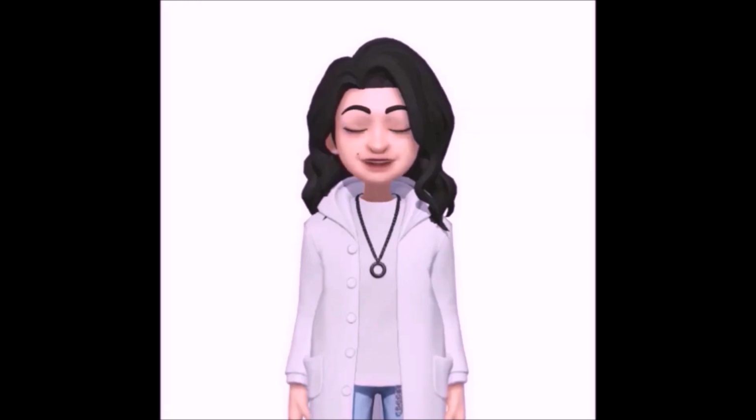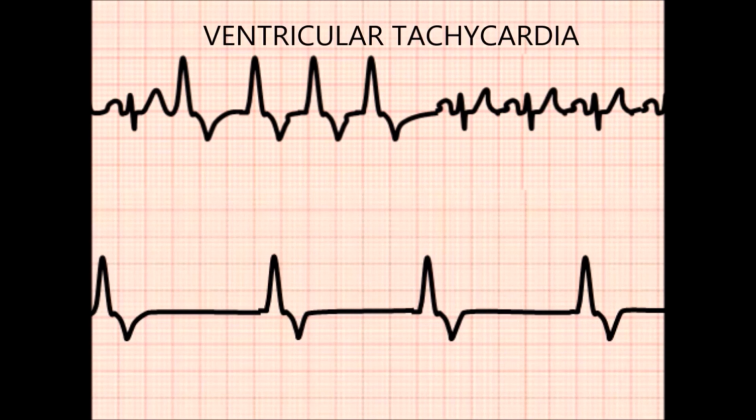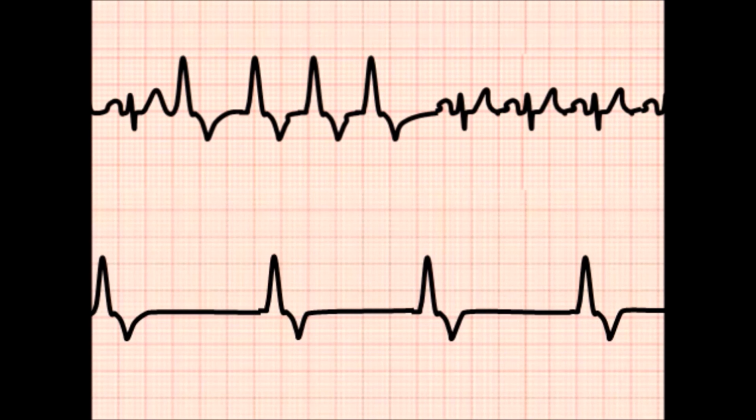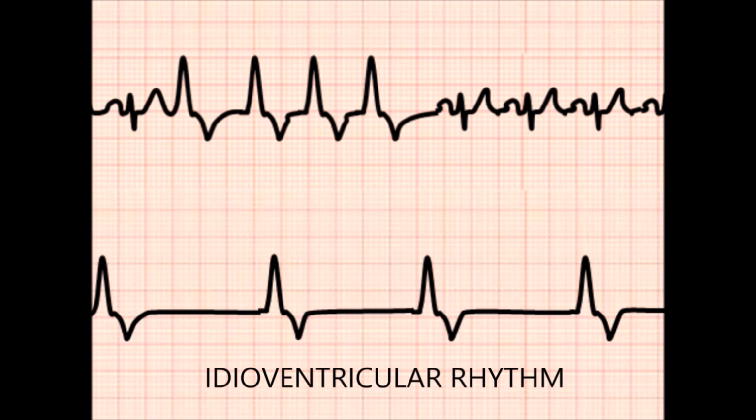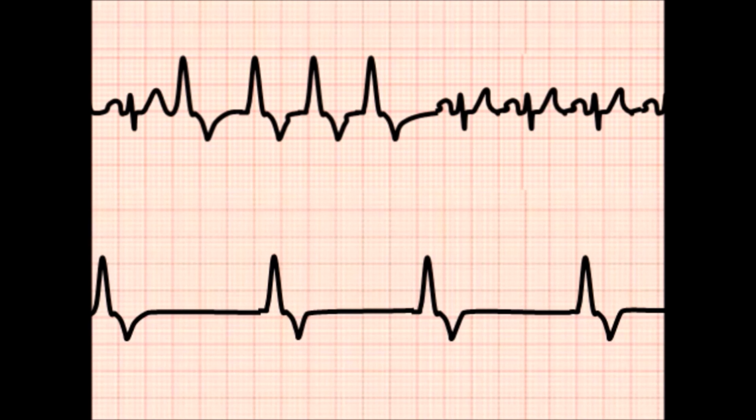Can you explain to me what the difference between ventricular tachycardia and idioventricular rhythm is? Ventricular tachycardia is 3 or more consecutive beats at a rate faster than 100 beats per minute. 3 or more consecutive beats at slower rates are called idioventricular rhythm.